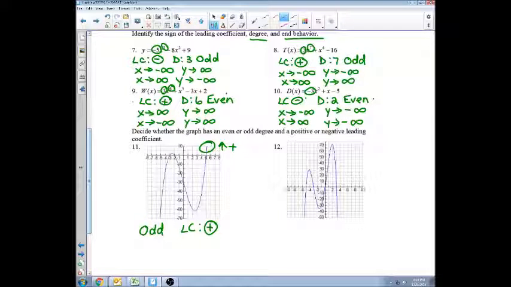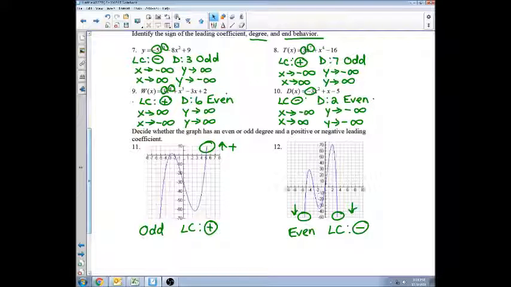Okay? Number 12, my end behaviors are going the same direction, so that means they're going to be even. They want to be the same. Now, with an even degree, my end behaviors will take the sign of the leading coefficient. In this case, they're both going down, so my leading coefficient is going to be negative.